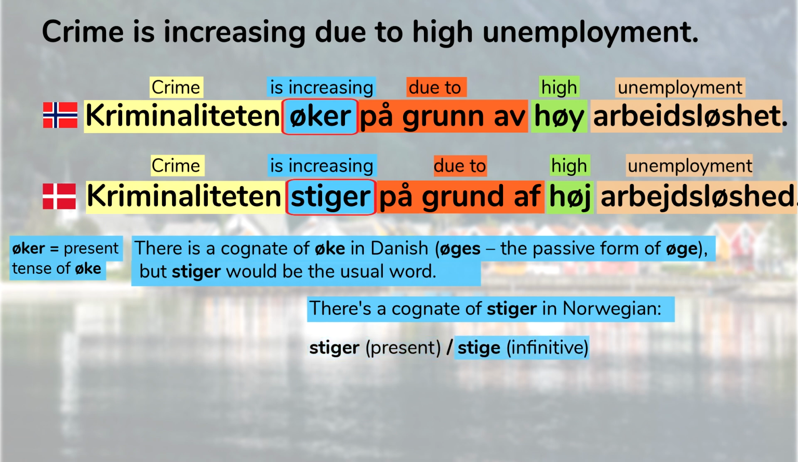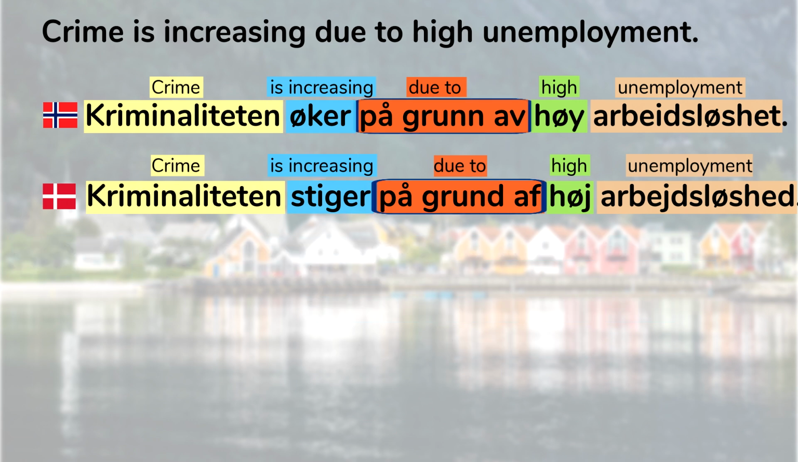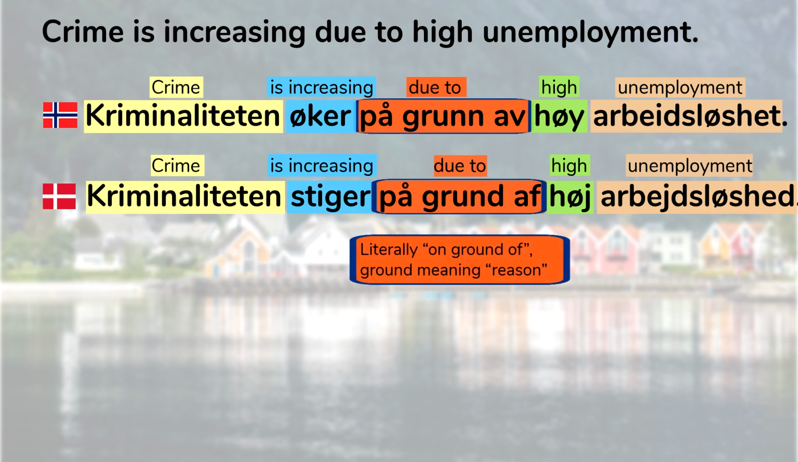stiger, stige. We see basically the same phrase meaning due to, literally on ground of, ground as in reason. But there's a difference in pronunciation between these words here, in Norwegian grunn, and in Danish, grund. In the Norwegian word, the U represents an U sound, but in Danish, the U can be pronounced differently after the uvular R, more like å. And while the Norwegian word ends in a long consonant, the Danish word ends in n, followed by a glottal stop or creaky voice. The D is silent after N.